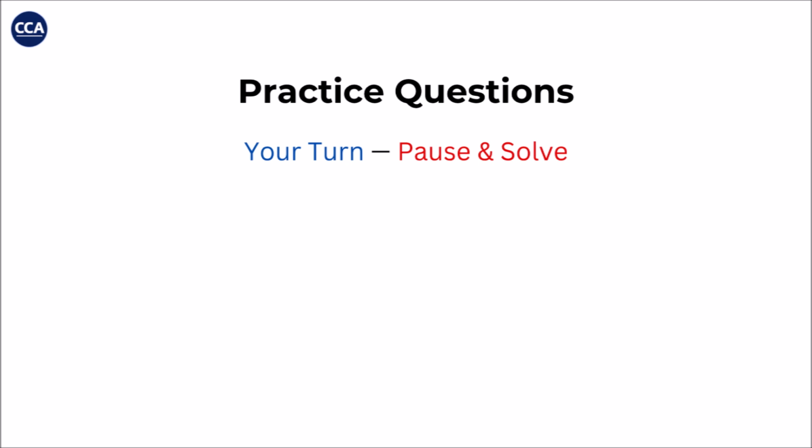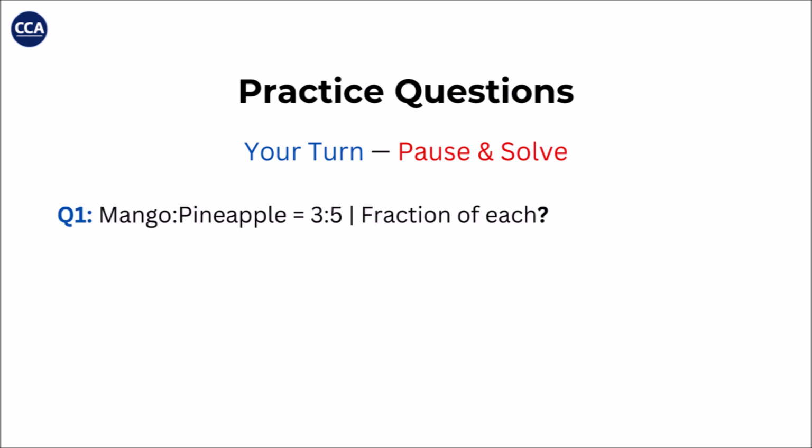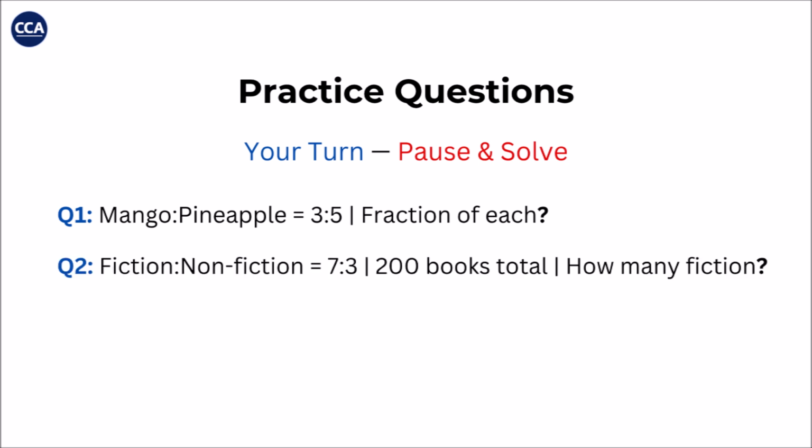Pause the video and solve these. Question 1. A smoothie has mango and pineapple in the ratio 3:5. What fraction of the smoothie is mango? And what fraction is pineapple? Question 2. The ratio of fiction to non-fiction books in a library is 7:3. If there are 200 books in total, how many are fiction?